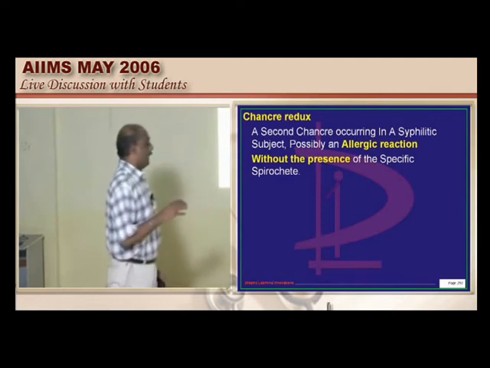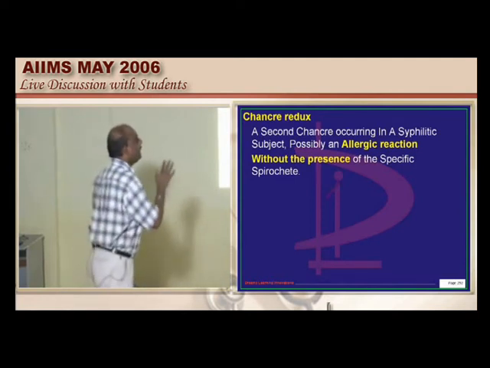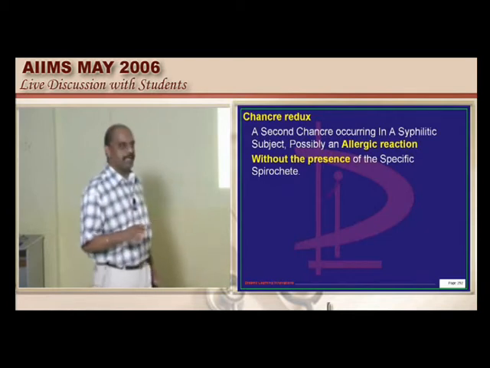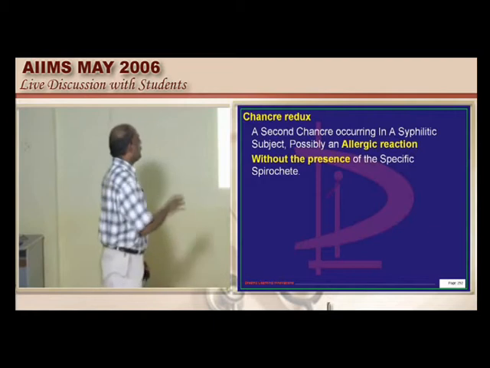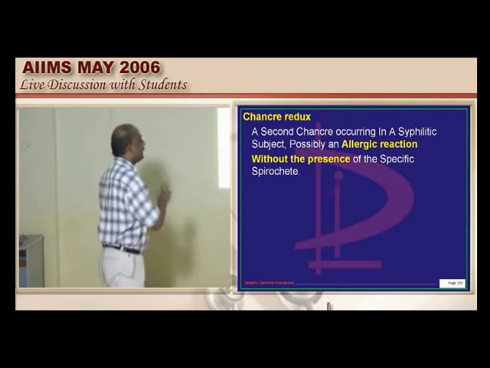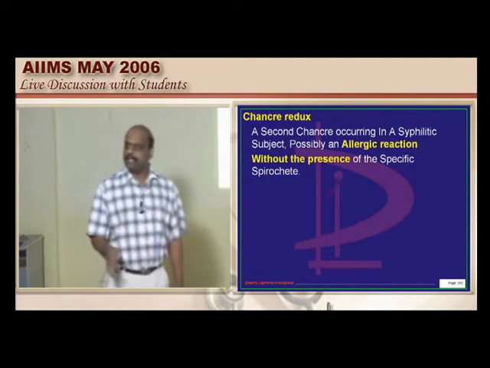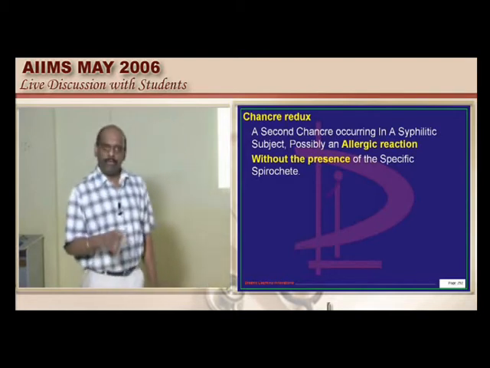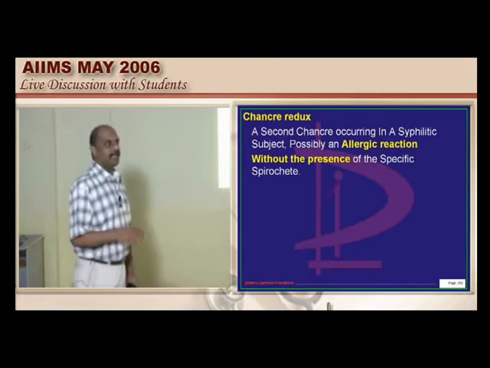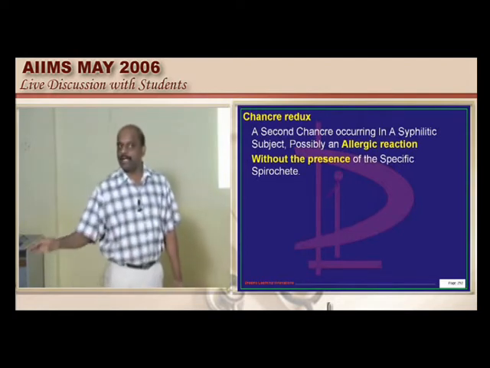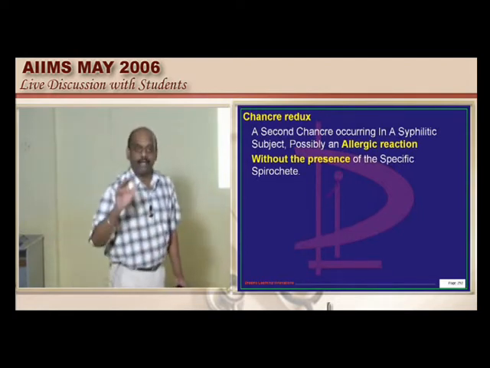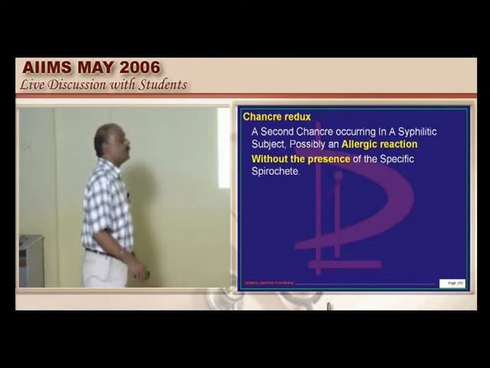So, a second chancre which typically occurs in a syphilitic subject, while the first infection is still continuing, is typically called the chancre redux. Chancre redux is also thought to be predominantly an allergic reaction. That's the reason, though the specific spirochete is absent, the reaction can still occur, which is called the chancre redux, is what I want to underscore to all of you.